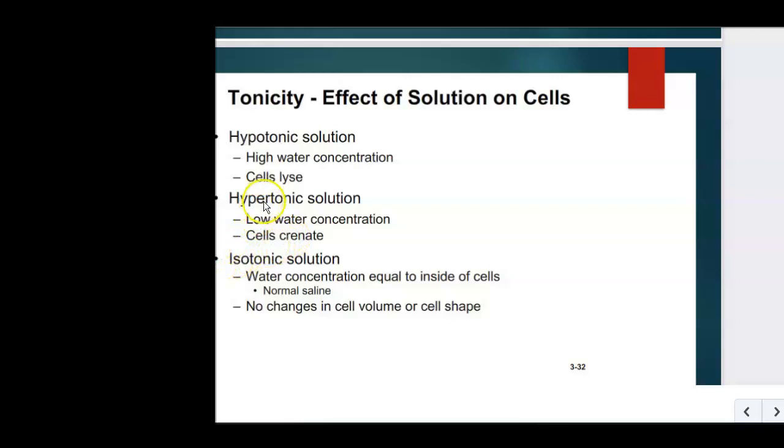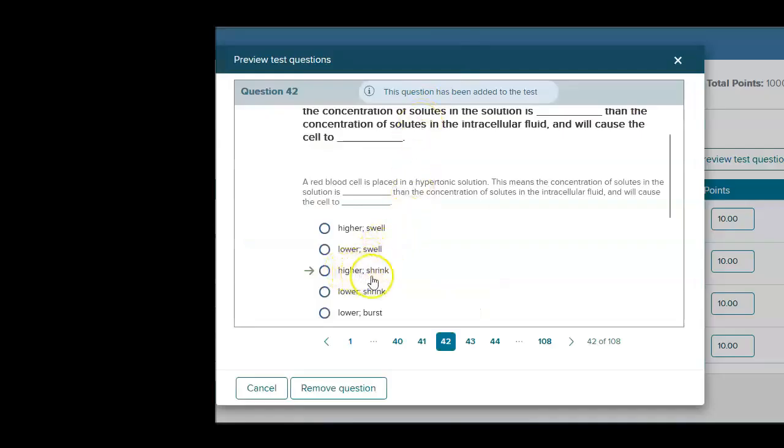Okay, so then hypertonic, shrink. Let's go back to the question. And right here we have higher and shrink.